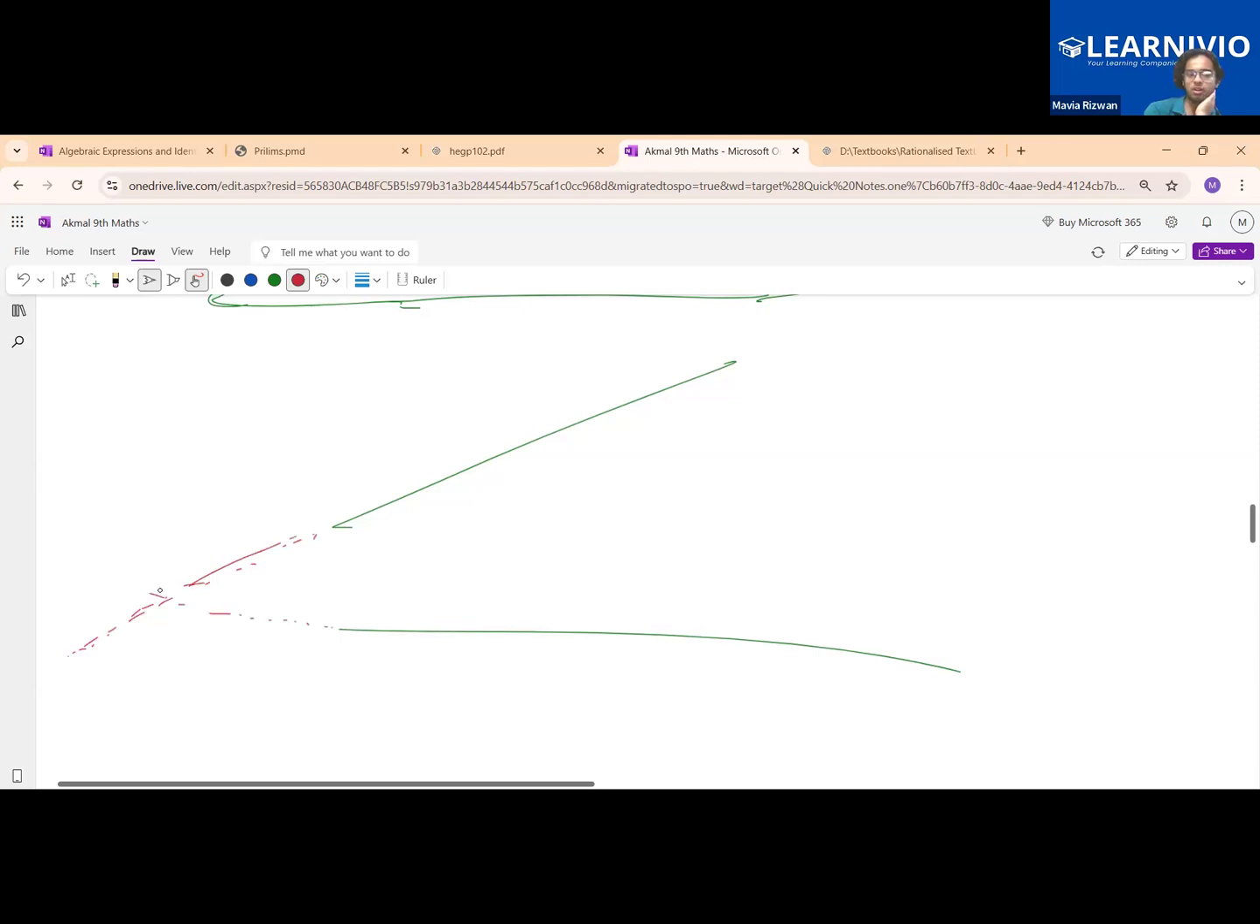So if I extend these lines, they are going to meet eventually at a point, right? This is what they are saying, that these are intersecting lines. Therefore, lines can either be intersecting, where they cross each other, or they can be parallel. Nothing else. Clear, Akmal? Yes, sir. So these are also intersecting lines.